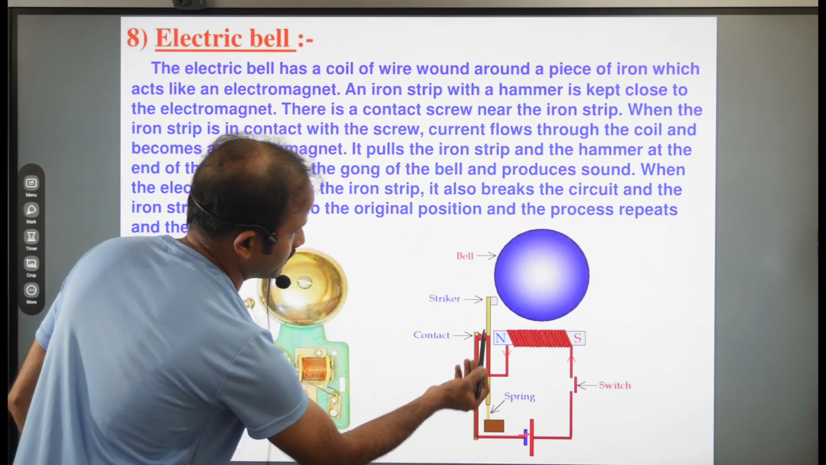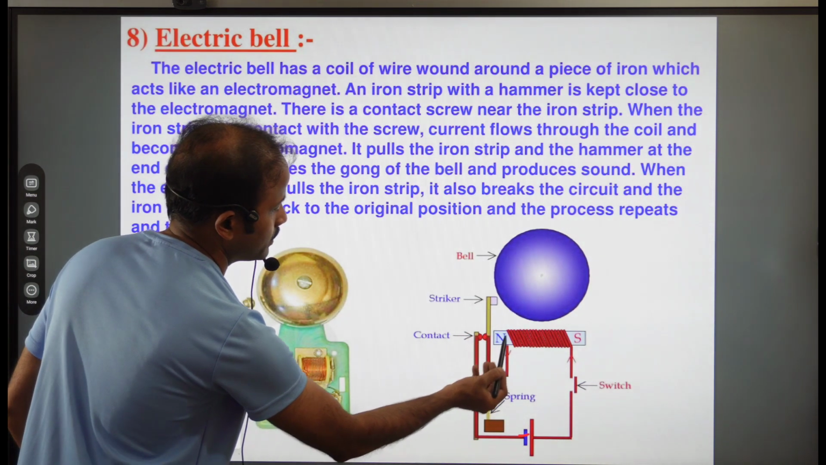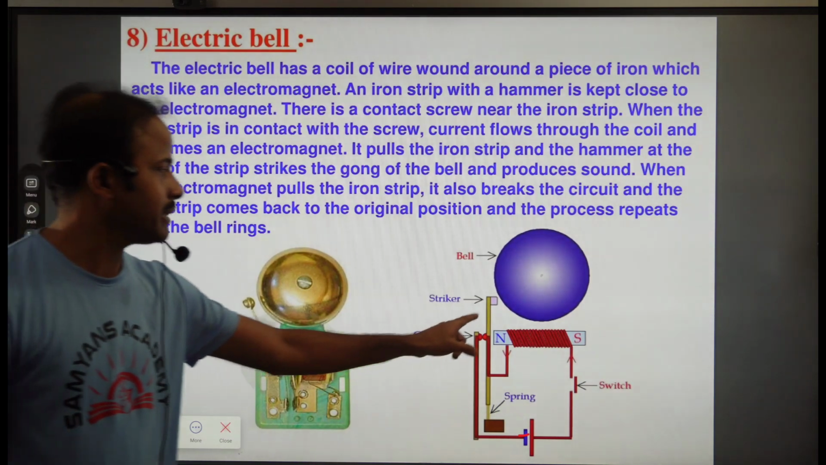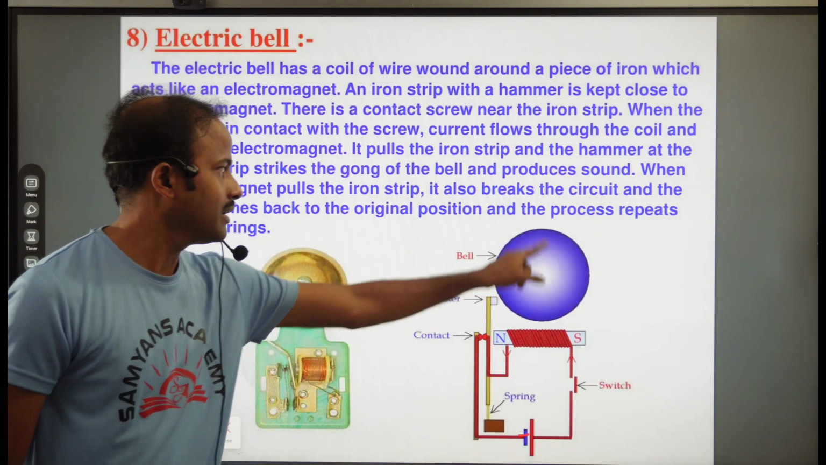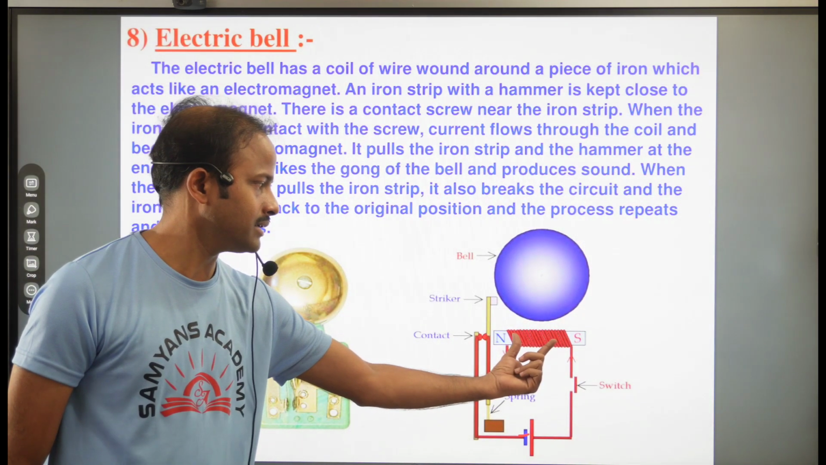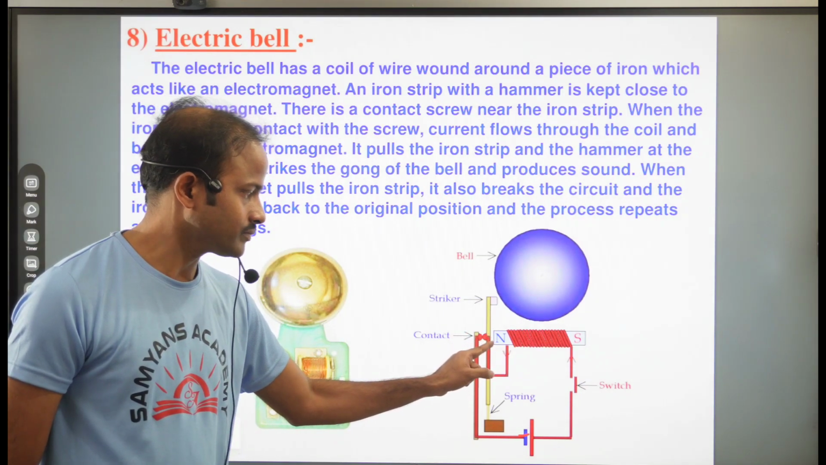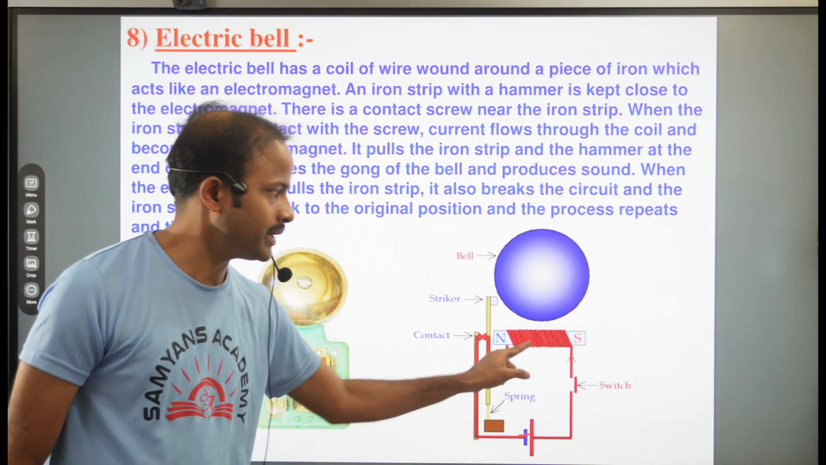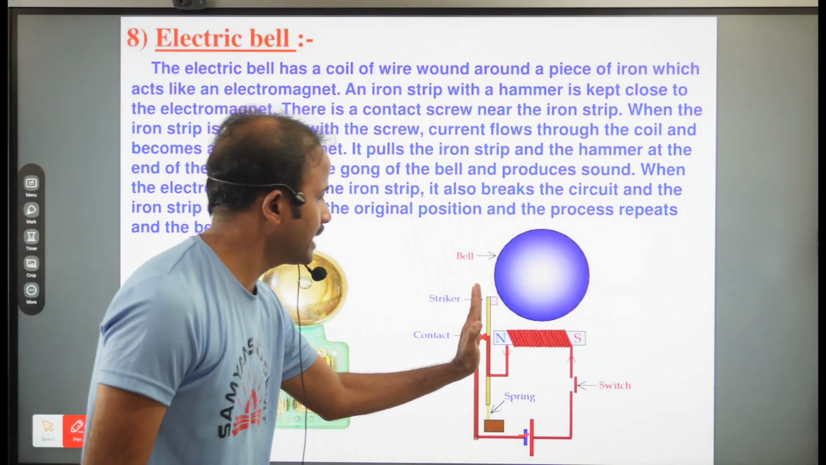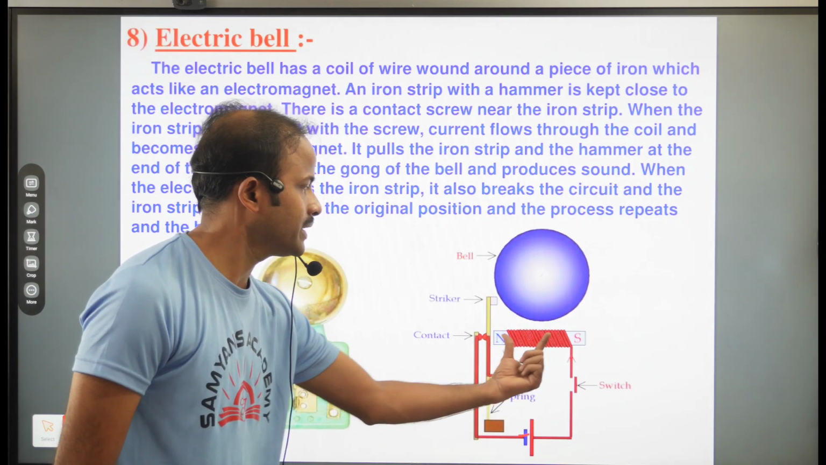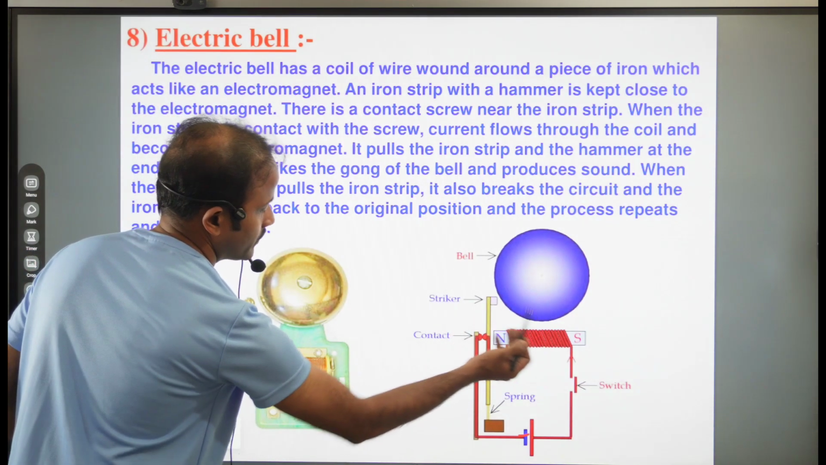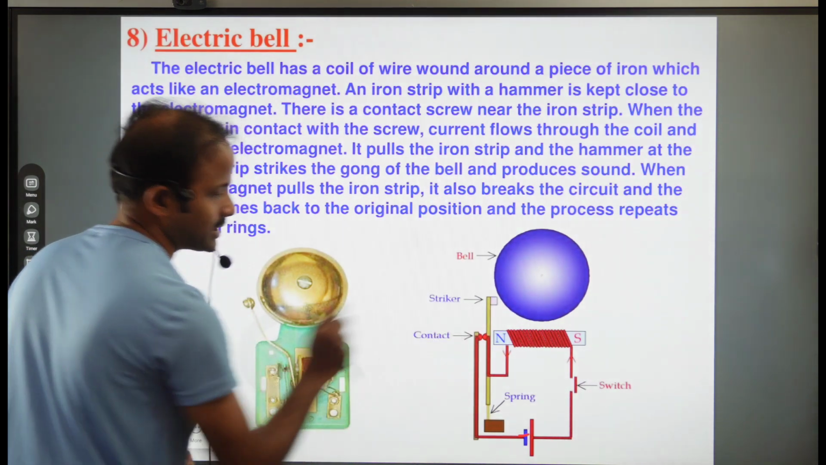Here some gap is there between this striker and this magnet. This is the striker, which is placed nearer to the bell, and here the magnet, the iron nail, is there. So some gap is there. Whenever the current flows through it, it will get magnetized. Because of that magnetism, the striker will get attracted towards this iron nail or magnet. Then, whenever it moves here, the contact will get detached.